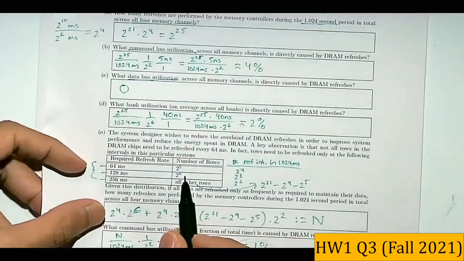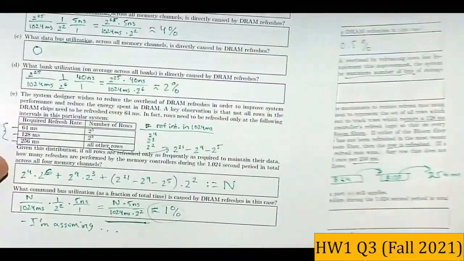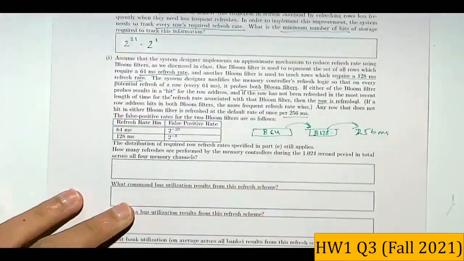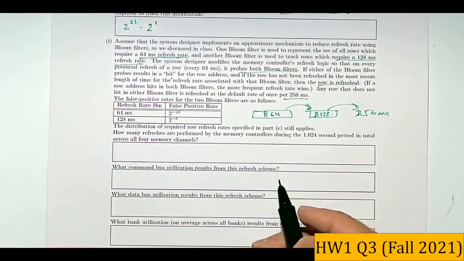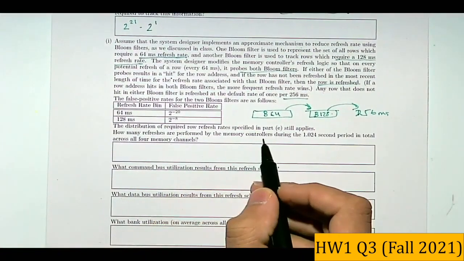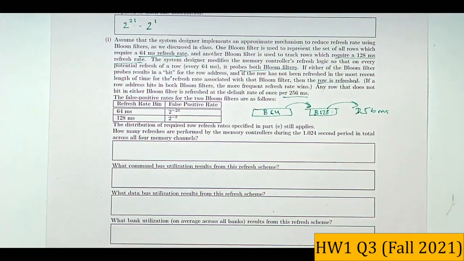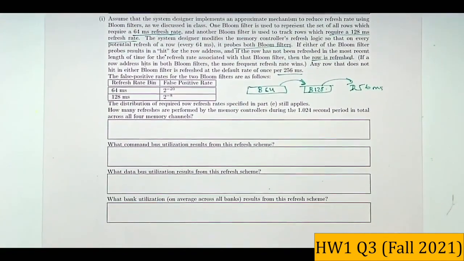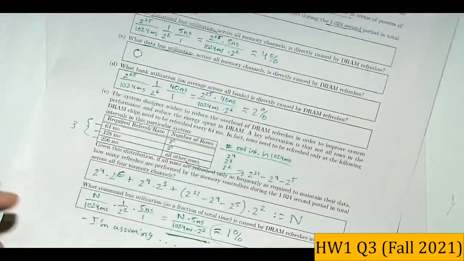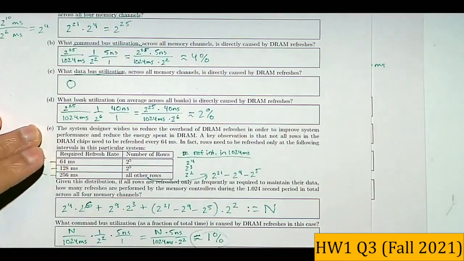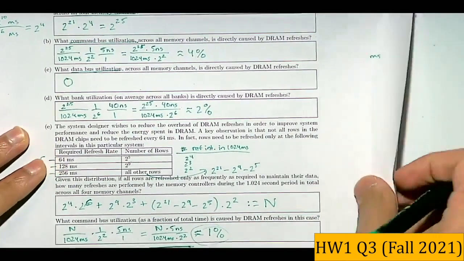So this table here is the same set of values that we're going to use for this part of the question. And so now it asks us to repeat the same computations, essentially, right? How many refreshes are performed during the 1024-second period across all 4 memory channels? So what we have is these values, but we're also going to rearrange these bins a little bit based on the false positive rates, right?